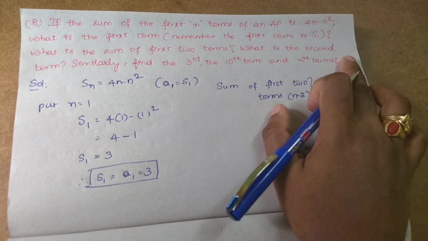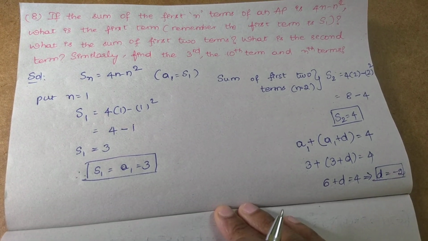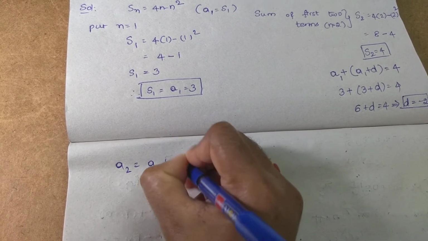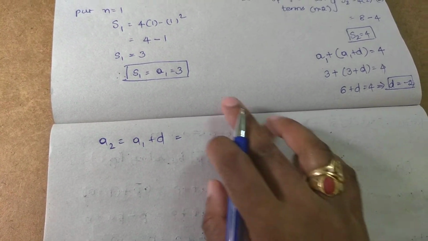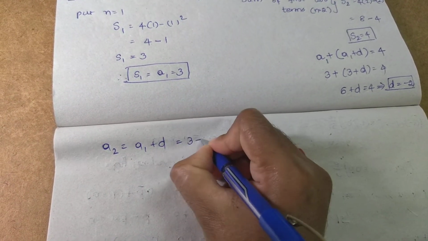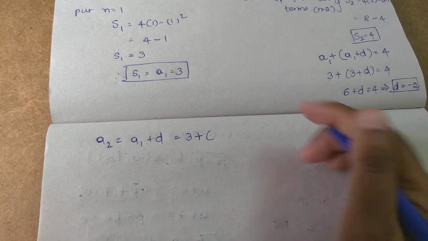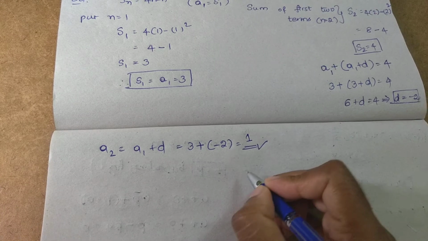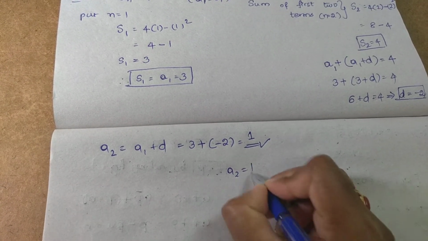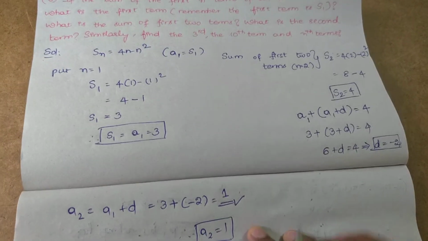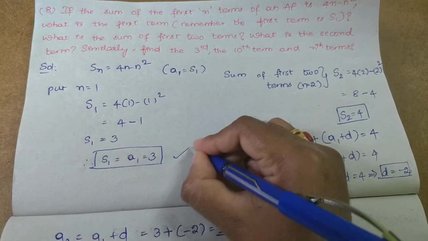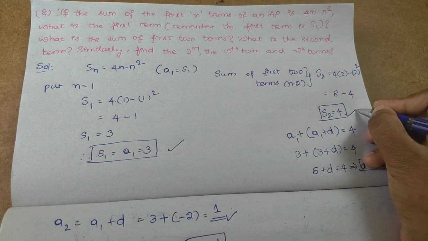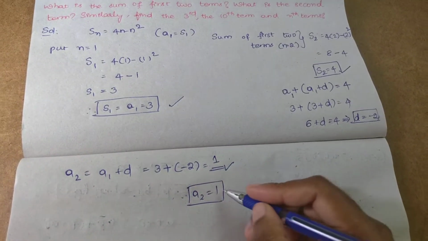After that, what is the second term? They asked us to find the second term. A2 equals A1 plus common difference. What is A1? It is 3, plus the common difference, minus 2. 3 minus 2 will get 1. So the second term equals 1. They asked us to find the first term, which we have found out, and the sum of the first two terms, which we have also found. The second term we have also found out.